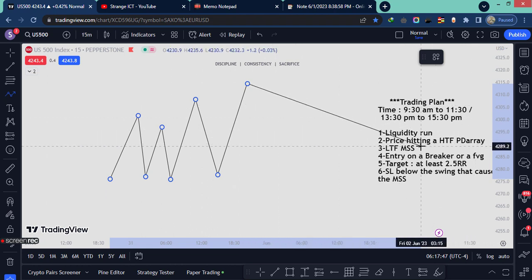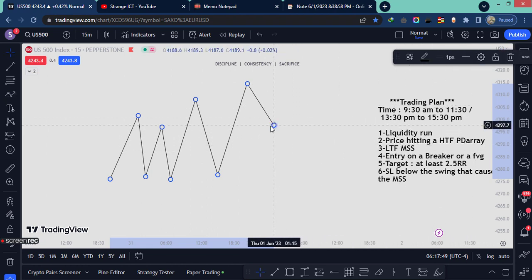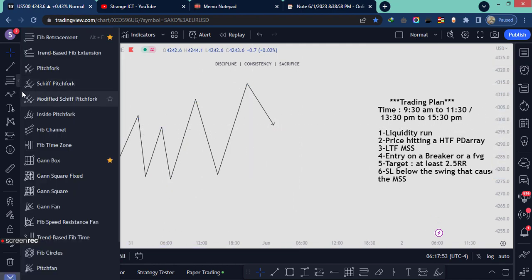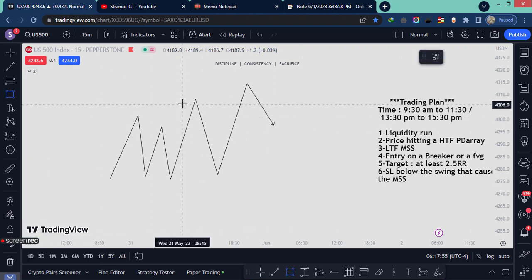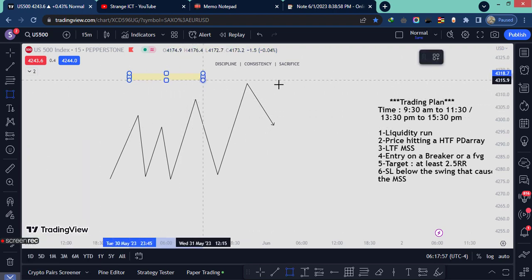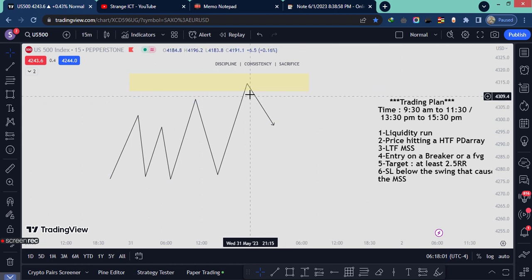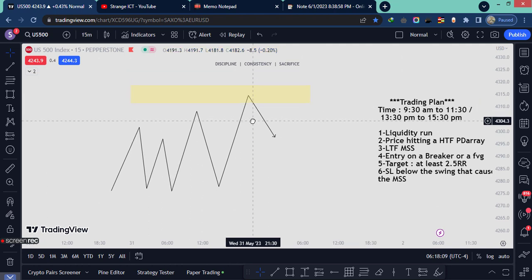What do I mean by that? Above the liquidity right here, you want to see a higher time frame PDRA like this. This higher time frame PDRA can be either a fair value gap, an order block, a rejection block, a mitigation block, or a breaker block, so whatever.